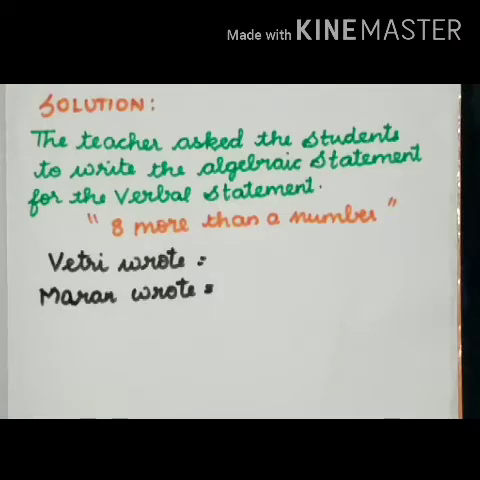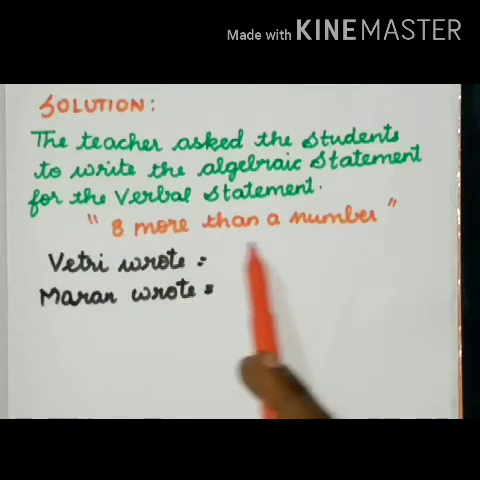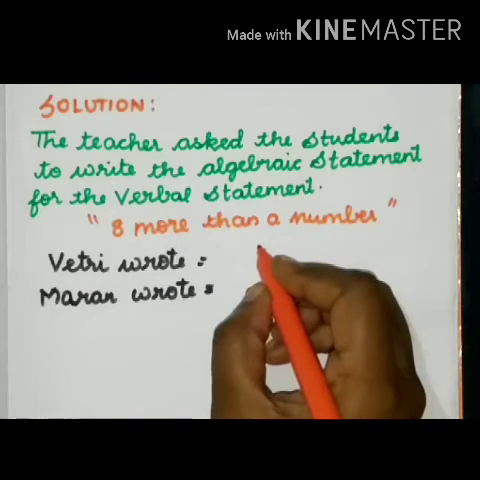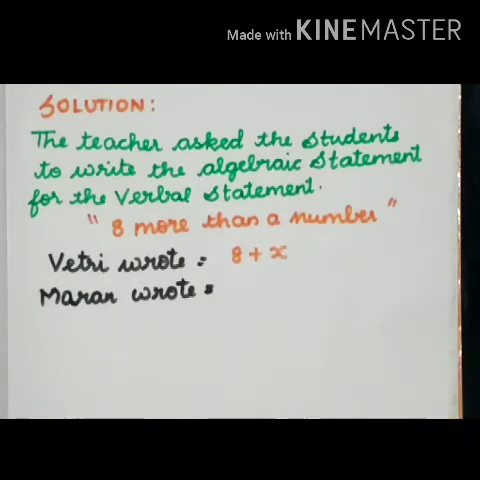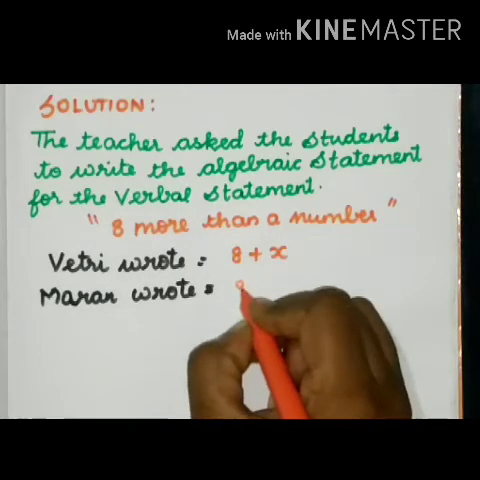Solution. First, let's see the given question. The teacher asked the students to write the algebraic statement for the verbal statement. The given statement is 8 more than a number. Vetri wrote it as 8 plus x and Maran wrote it as 8x.